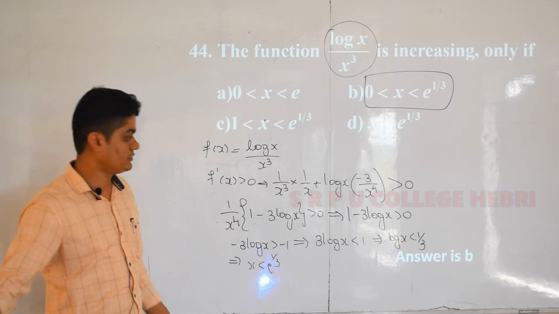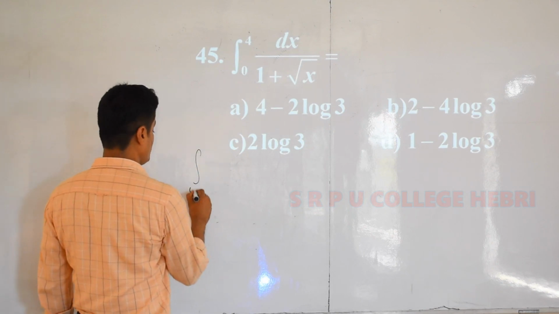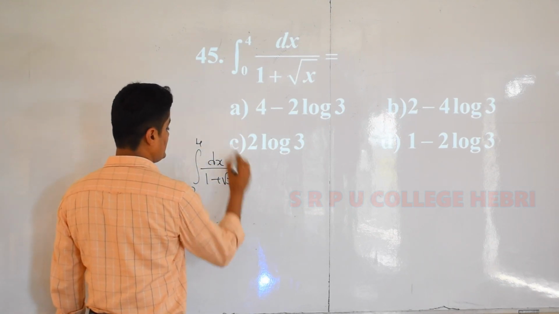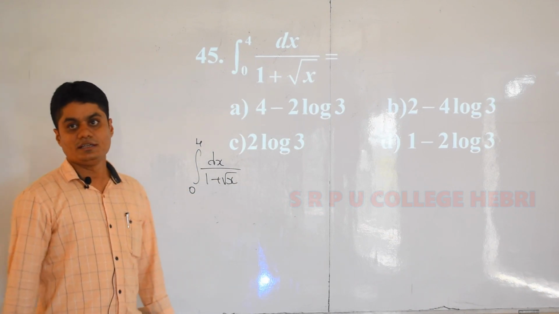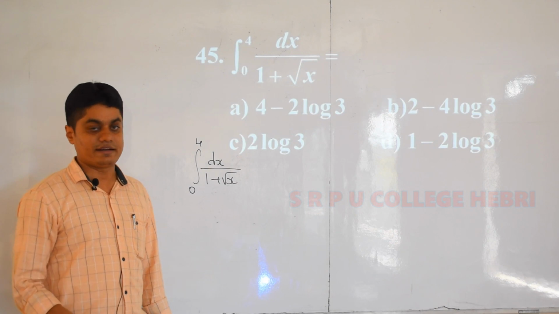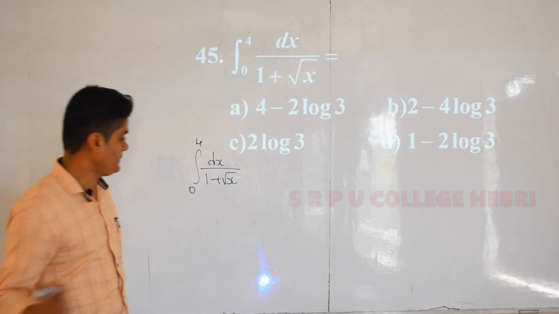Understood? Very good. Next question, 45th question. It is an integration question again. Integral from 0 to 4 of dx divided by 1 plus root x. How can we do this? Can we do direct integration? No, it is not in any particular standard form. Then how can we solve this problem? It is a little difficult. Observe this carefully.